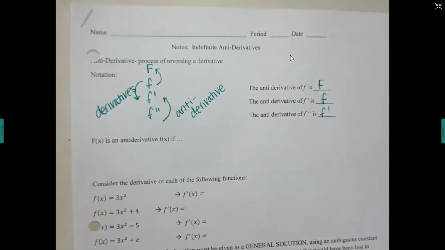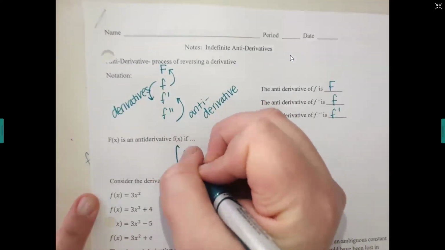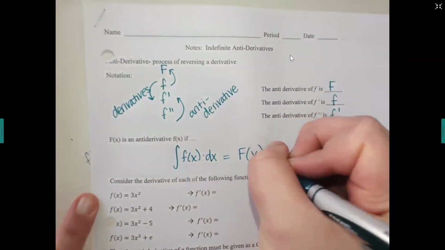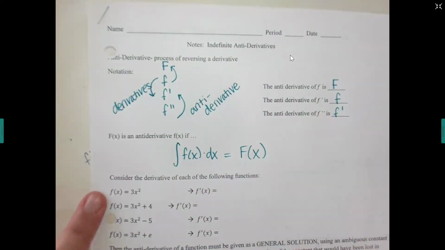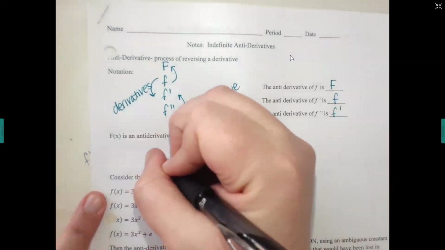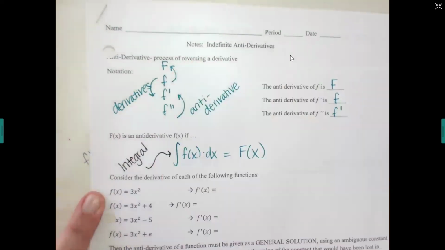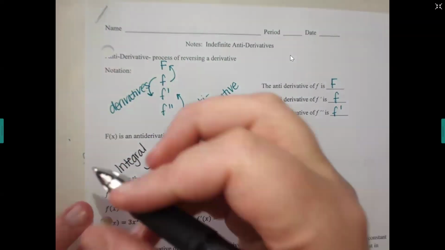Now, capital F is the antiderivative of little f if the integral of f of x dx equals capital F. The symbol that you just drew is an integral symbol. And so if you ever hear this called integration or antiderivative, they're the same thing. So I'll put integral symbol.